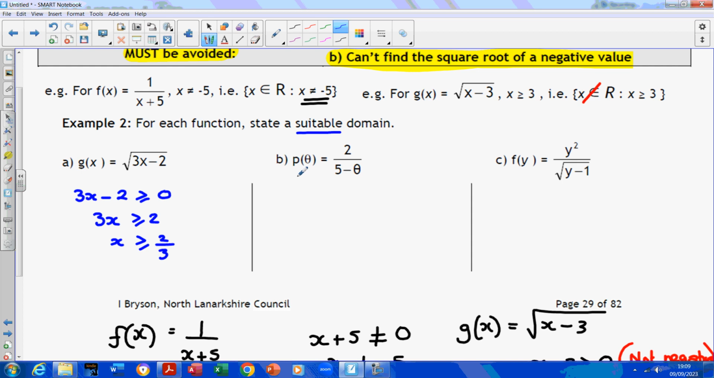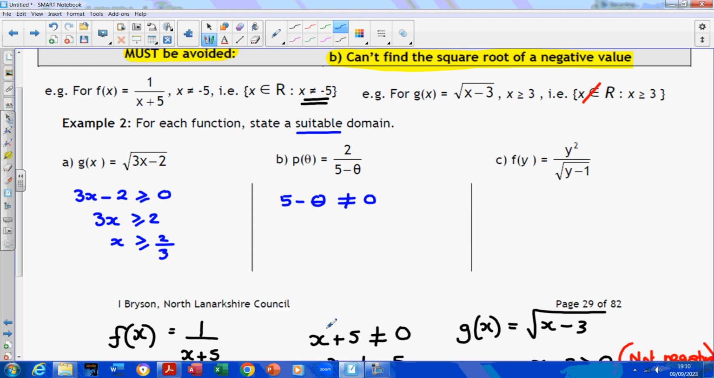Now the next one, p of theta. Theta tends to be used if we're talking about angles. So we don't need to worry about that just now either. We're dividing by something, so there's something on the denominator. So the denominator is 5 minus theta. I know the denominator cannot be equal to 0, so I write that in. 5 minus theta cannot be equal to 0.